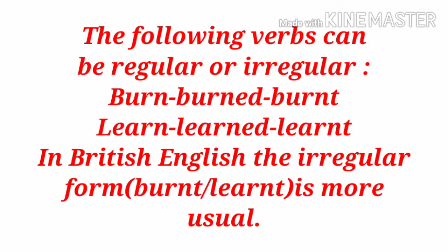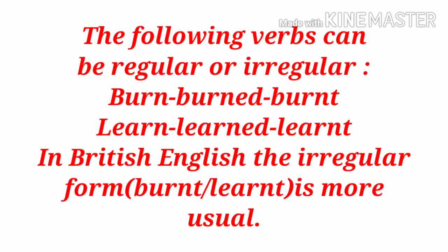The following verbs can be regular or irregular. As I told you, when a verb ends with -ed in simple past form or past participle form, it is called a regular verb, and a verb without -ed in simple past form or past participle form is called an irregular verb. But here some verbs are given with -ed form and without -ed form.